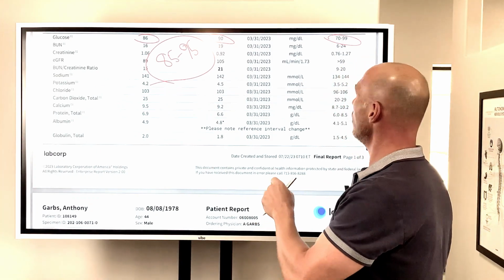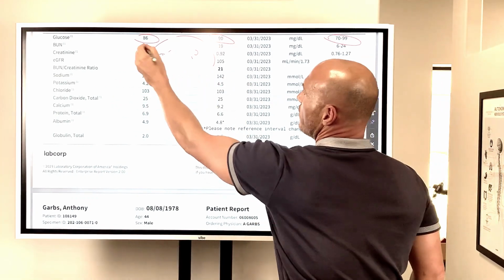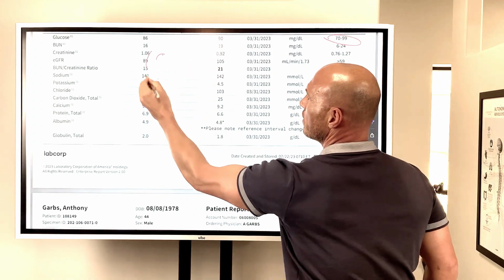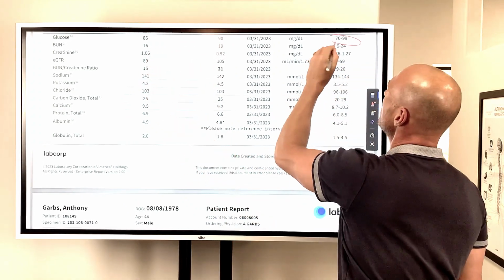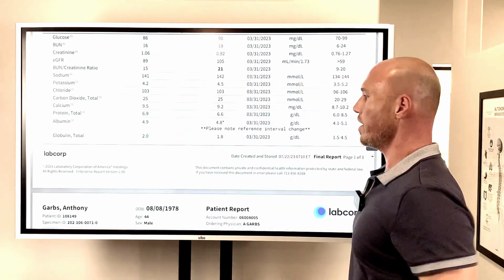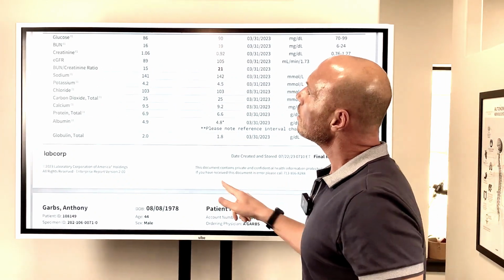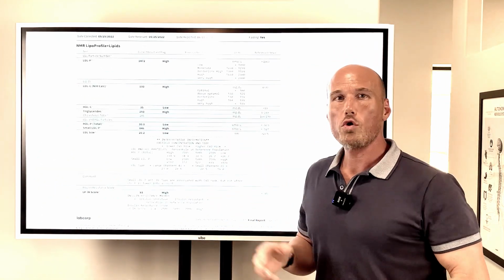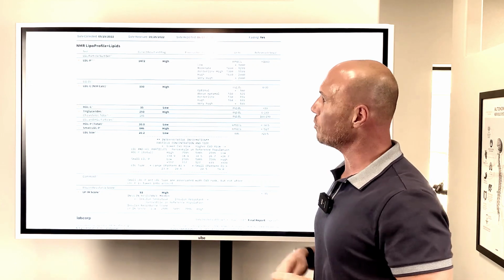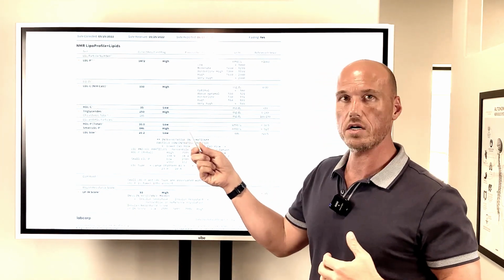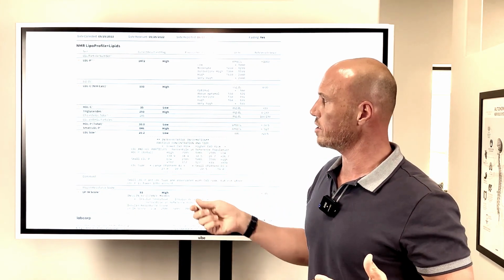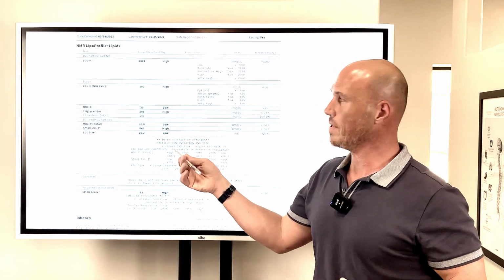So let's pick another set of labs. I'm going to put a patient up. I don't have their name, don't worry, their name's not on here. So right now we're going to go over a cholesterol panel, right? Well, this one looks a little different. This is probably not your standard. Most of you guys don't get this unless you see me or a doctor like me.